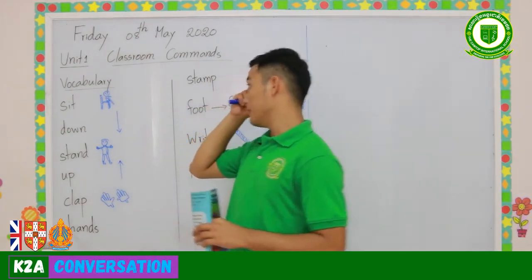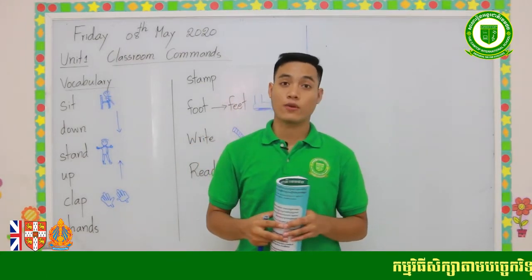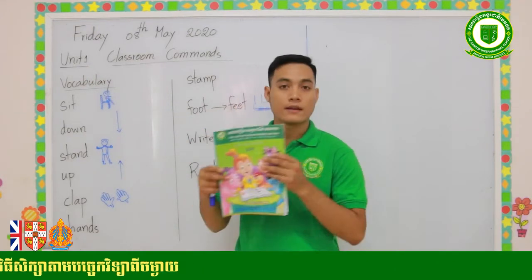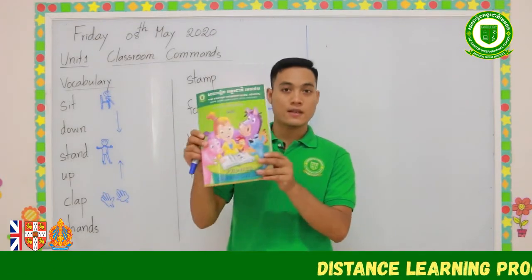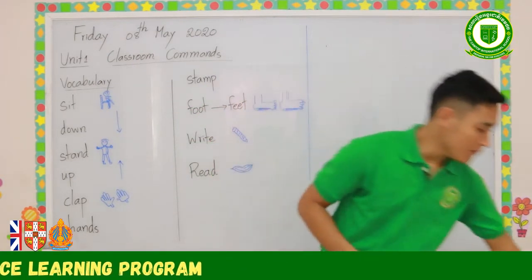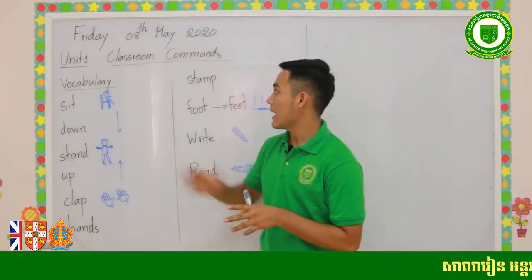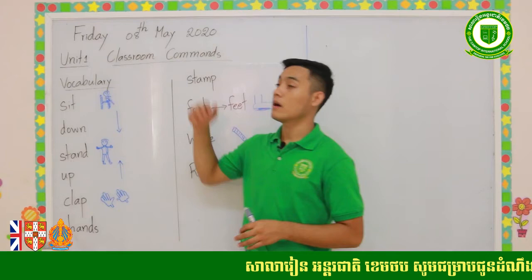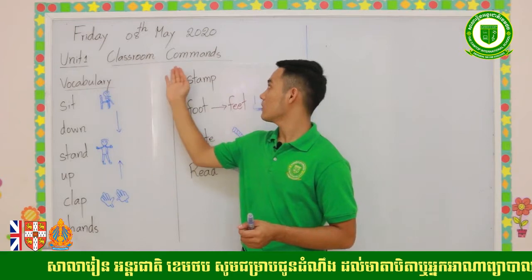Our conversation that we're going to learn today is about Unit 1, on page 1 in your K2A conversation book. This is the book that we are going to learn today. In Unit 1, we will learn about classroom commands. So everyone, we read together. Classroom commands. Classroom commands. Again, classroom commands.